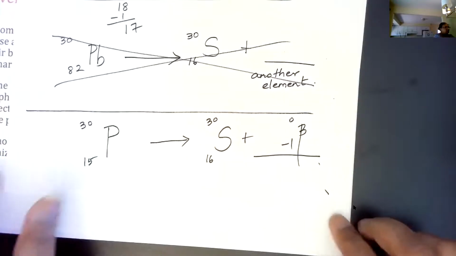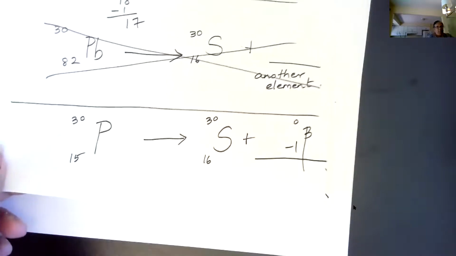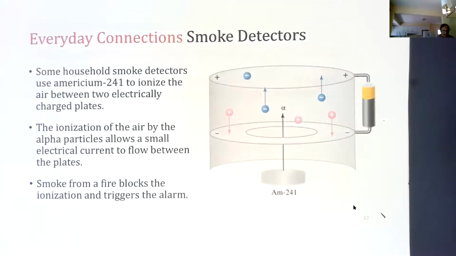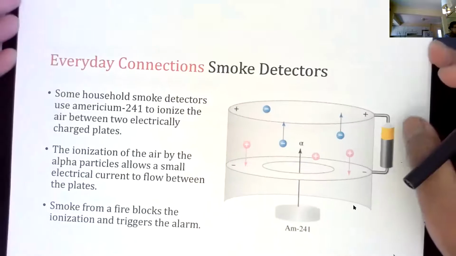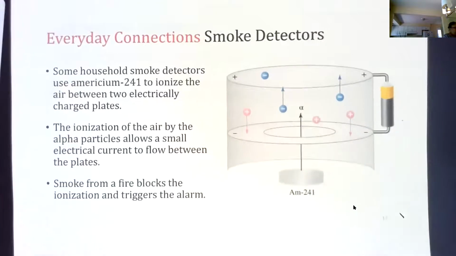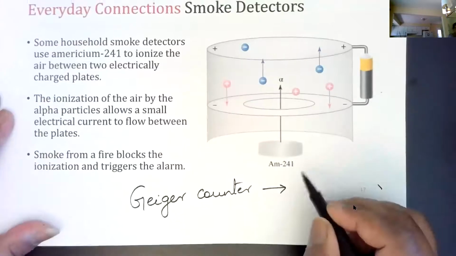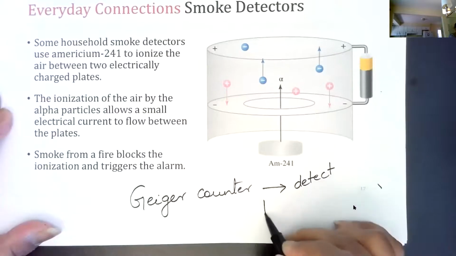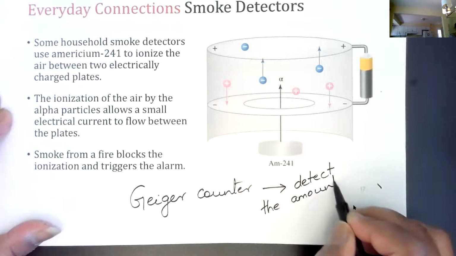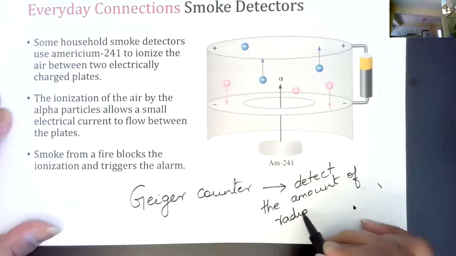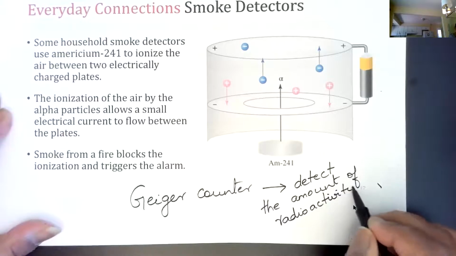Okay, I think we've done enough practice. So let's get on to reviewing first order kinetics. Now, there are several applications of nuclear reactivity. One is a smoke detector, and the other is a Geiger counter. The Geiger counter is used to detect the amount of radioactivity in the area.